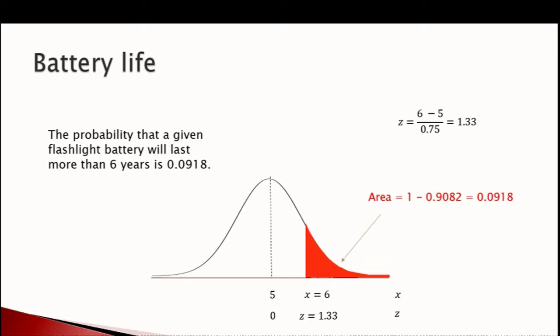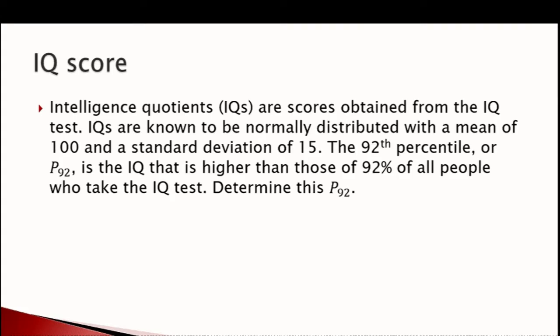Okay, let's look at another example involving IQ score. IQ stands for Intelligence Quotient, and usually scores are obtained from an IQ test, right? IQs are known to be normally distributed. So here, that is a keyword: normally distributed. It allows you to use all the process that we have discussed so far, with a mean of 100. So what is this?